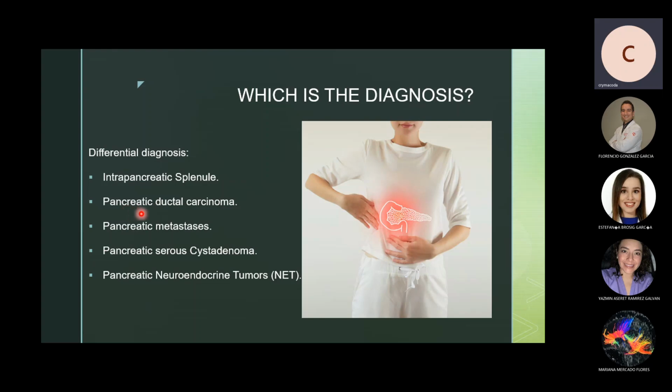The pancreatic ductal carcinoma is a hypovascular, infiltrating tumor associated with pancreatic or biliary ductal obstruction and pancreatic atrophy. Findings not comparable with our case, so this is not the diagnosis. The pancreatic metastases are hypervascular lesions, most commonly from renal cell carcinoma, and we have no primary, so this is not the diagnosis.